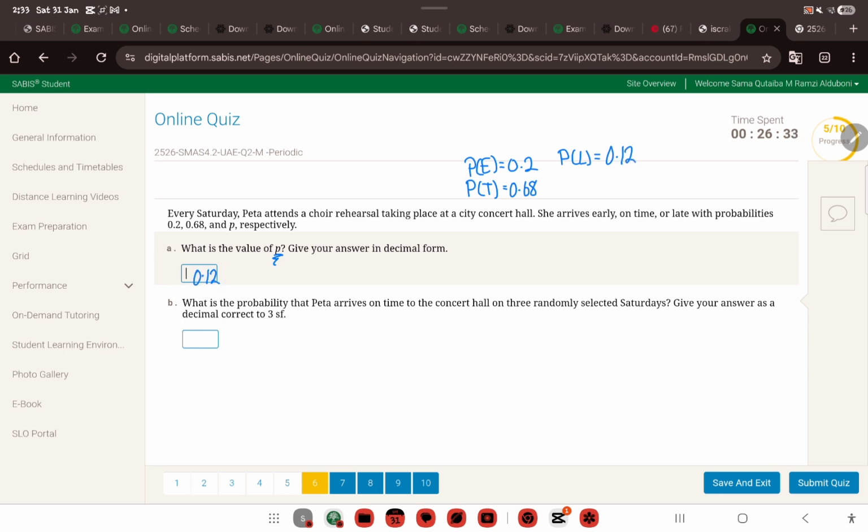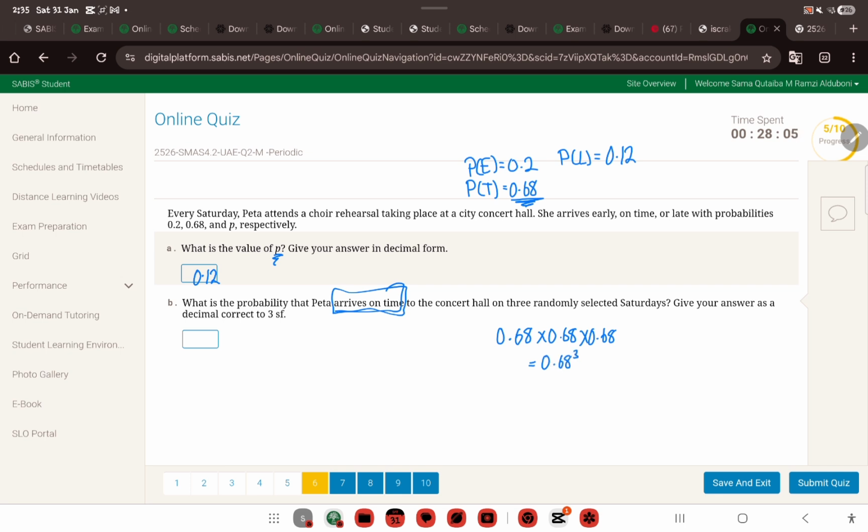What is the probability that Peter arrives on time to the concert hall on 3 randomly selected Saturdays? There are 3 randomly selected Saturdays. Each Saturday does not affect the next Saturday, so they're independent events. So they want Peter to arrive on time, so we need to use on time, which is 0.68 times 0.68 times 0.68, which is equal to 0.68 cubed.